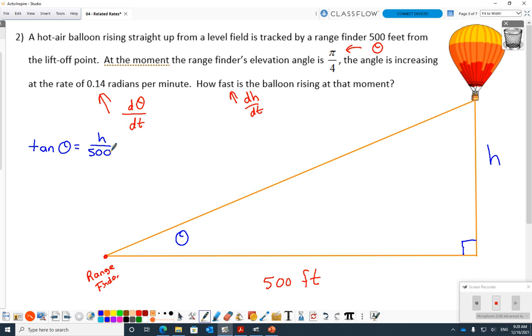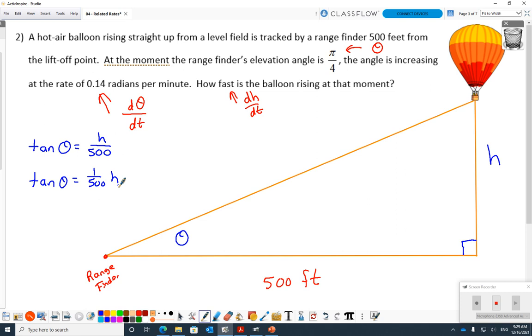Just some old trig. And I'm going to rearrange that just ever so slightly to get ready for the derivative. Tan theta equals 1 over 500 times h. I don't know if you need that, but it's a little bit better for finding derivatives when that's a coefficient as opposed to a denominator. That's how I get out of trouble of automatically making this a quotient rule, which it doesn't have to be, because that's just a number. So make it a fraction out front.